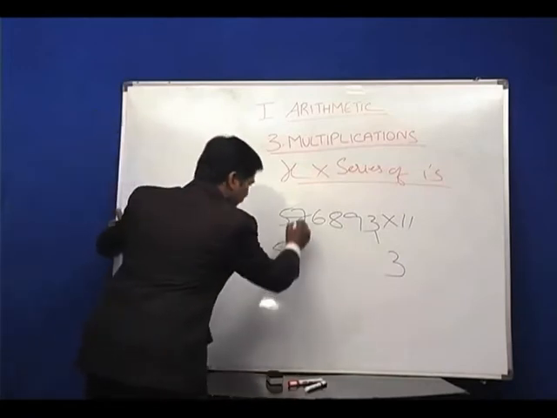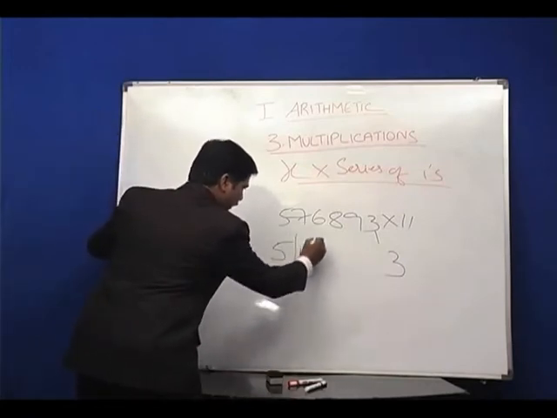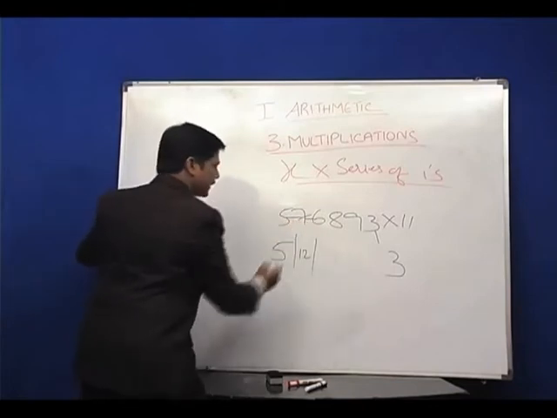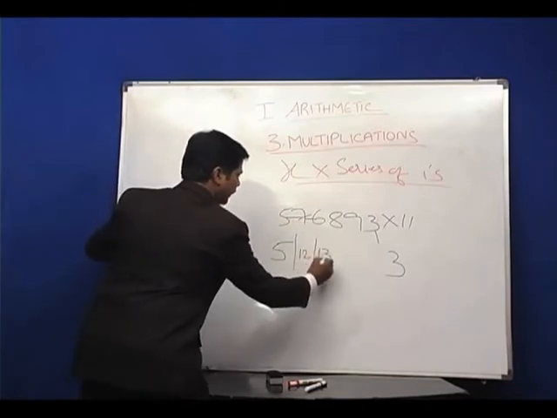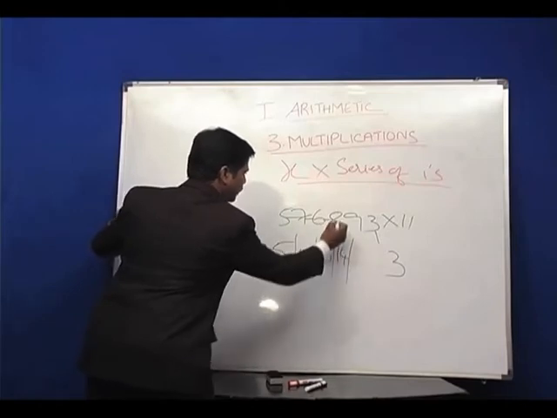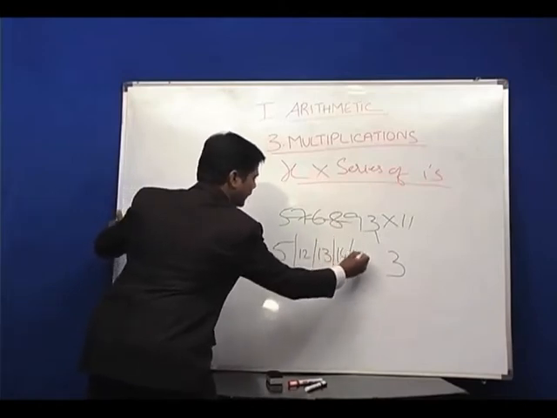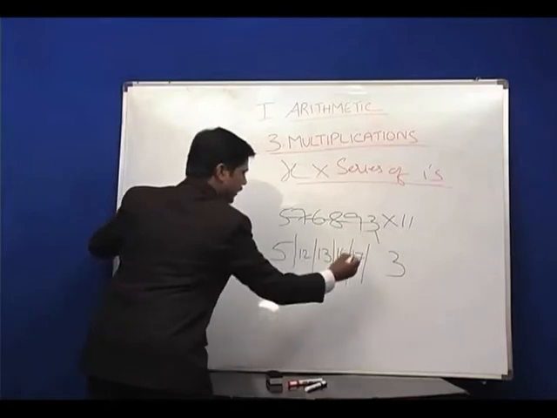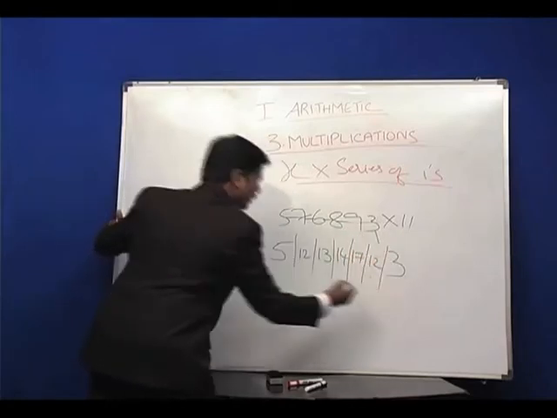So 5 plus 7 is 12. Put a column, write 12 and close. Now add 7 plus 6, you get 13. Write 13 and close. 6 plus 8, you get 14. Write 14 and close. 8 plus 9, 17. Write 17 and close. 9 plus 3 is 12. Write 12 and then close.